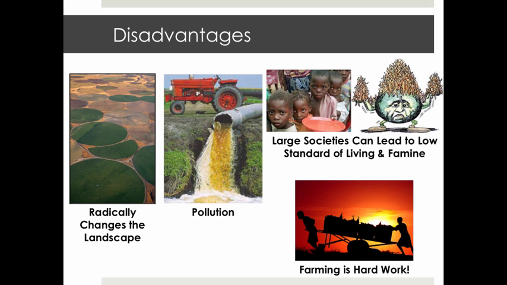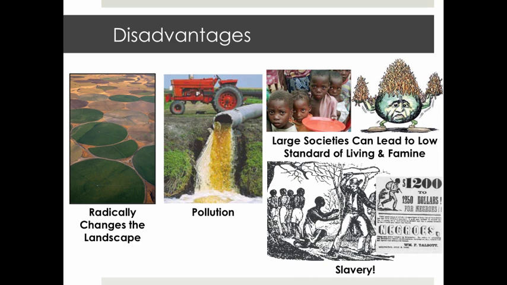Another disadvantage is that large societies might not be the best thing for people. With these large societies, it has led to things like low standards of living and famine, disease, caused by overcrowding in some areas and not in others. We know that there's an uneven distribution of resources in the world, and so maybe supporting a large population isn't a good thing for people. And then lastly, farming is a whole lot of hard work. Hunting and gathering would have been much easier. So farming is not without its disadvantages. Another negative of the hard work of farming is it's led to bad things like slavery. We have to consider those things as well. Without farming, we probably wouldn't have had slavery.